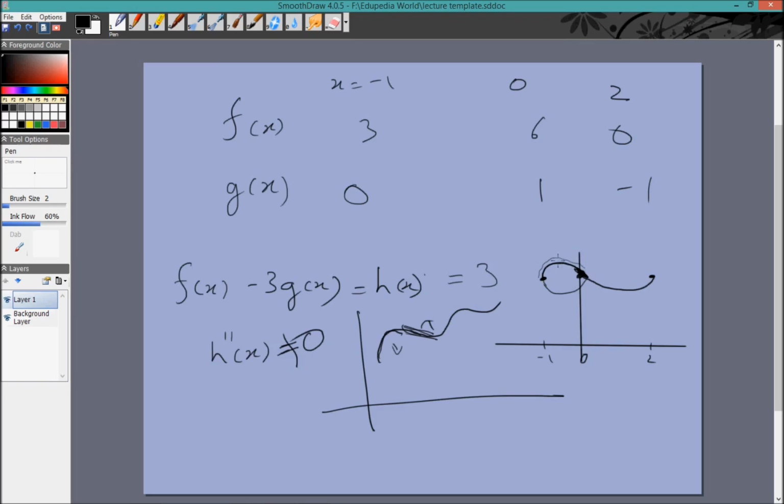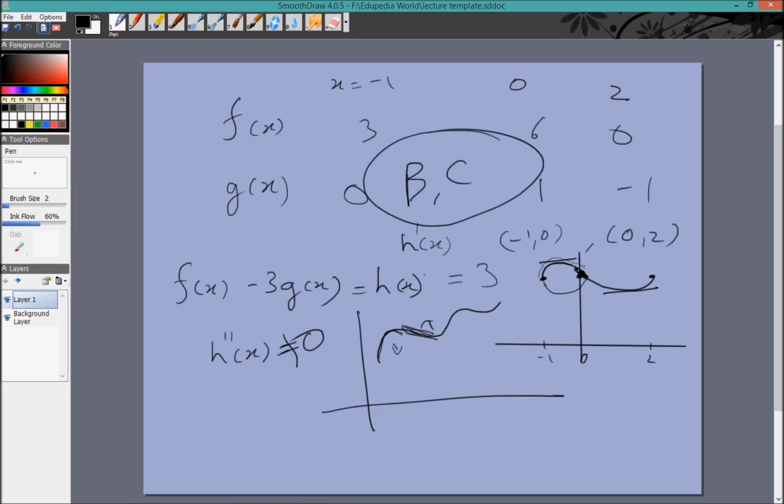Now h dash x is 0 once between minus 1 and 0, and it is 0 once between 0 and 2. So h dash x has two solutions, one between minus 1 and 0 and the other between 0 and 2, right? So from this we can see that options B and C are correct.